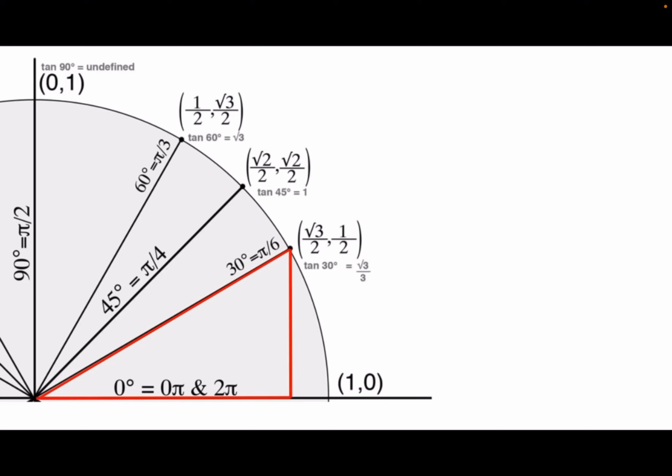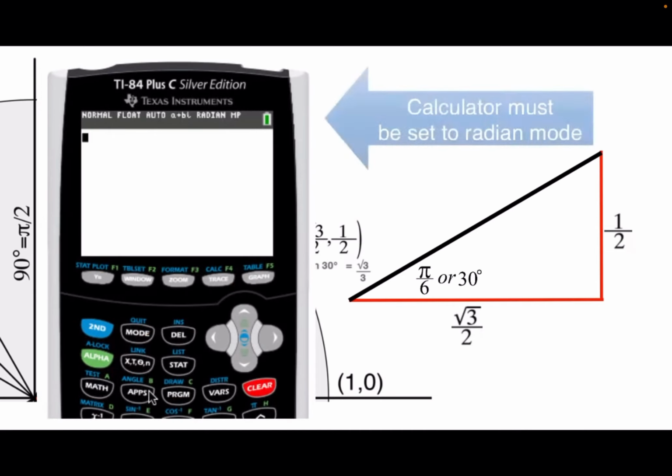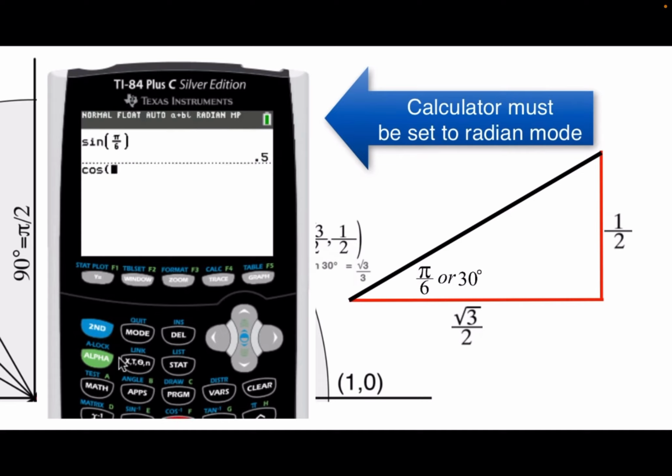So think of this as being part of a triangle, with the vertical leg on the bottom being square root 3 over 2 long on the x-axis, and being 1/2 high on the y-axis. And naturally the hypotenuse is 1 unit long. Now here's where sine and cosine come into play. If you take the sine of pi over 6, you will get 1/2. And if you take the cosine of pi over 6, you will get square root 3 over 2.